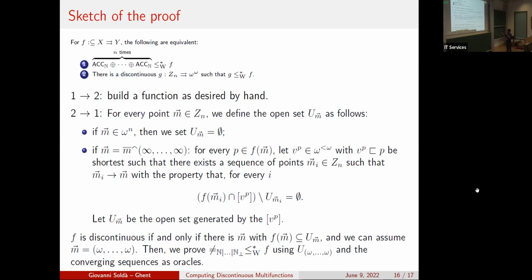Again, we have an equivalence in the sense that if you're discontinuous and your codomain is something of the Cantor-Bendixson rank of this guy minus 1, essentially, then you're able to compute the n-sum of ACCN.